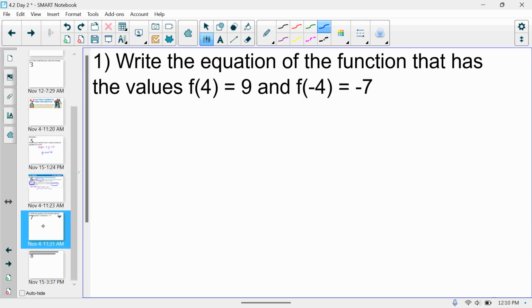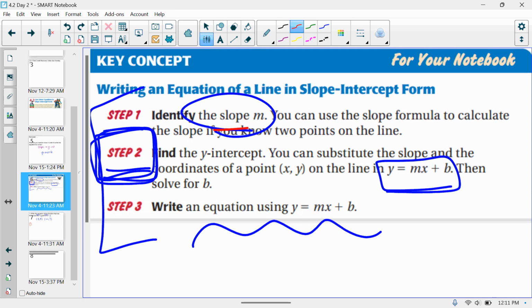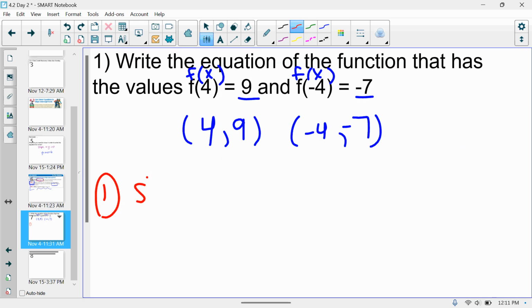So write the equation of a function that has the values f of 4 equals 9 and f of negative 4 equals negative 7. What should I do on this one before I can even do the 3-step process? Anna? Yes, I need to rewrite these as ordered pairs. Remember, what's inside the parentheses is your x, and then this number is your output, or y. So again, over here, what's inside the parentheses is your x. This is your output, or your y. Now that I have ordered pairs, I can do step 1, which is find the slope.